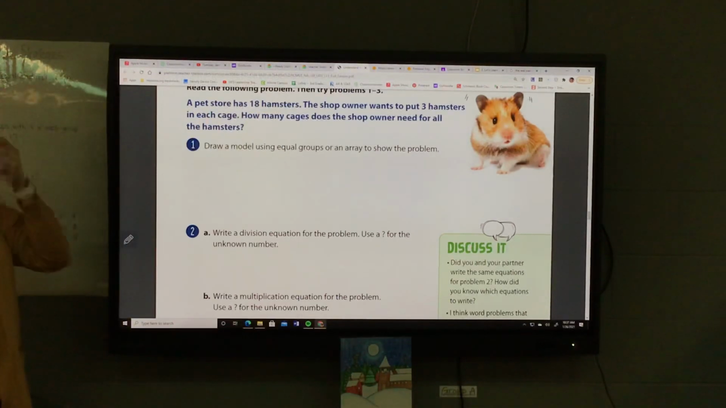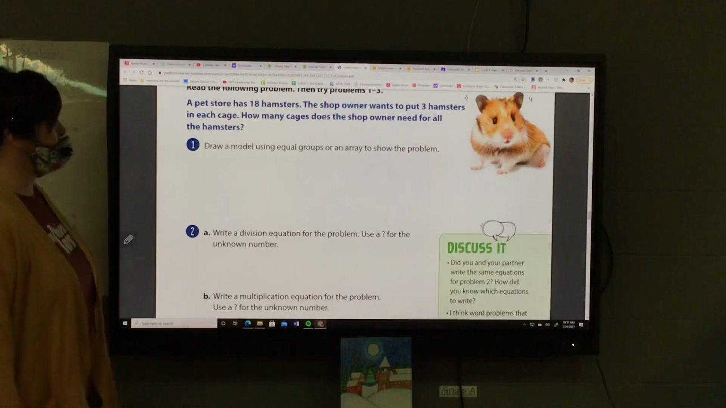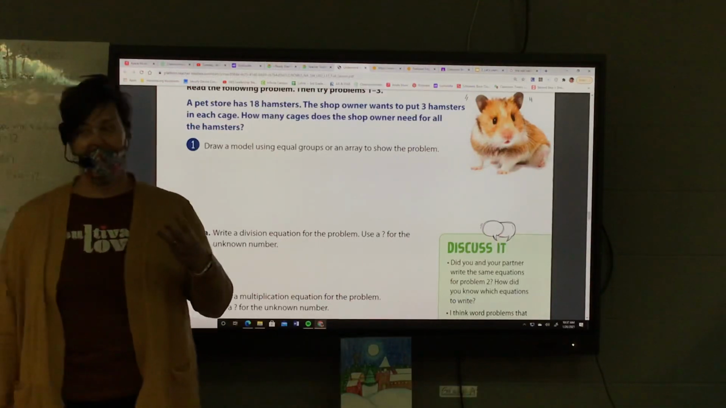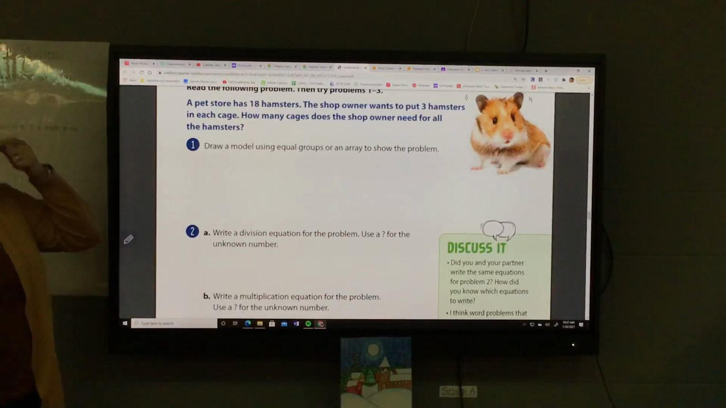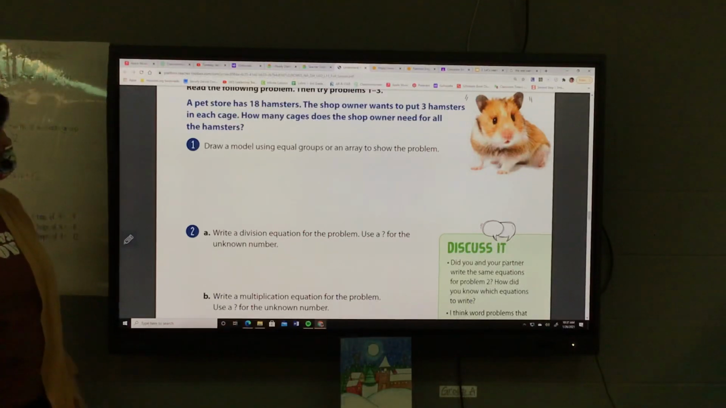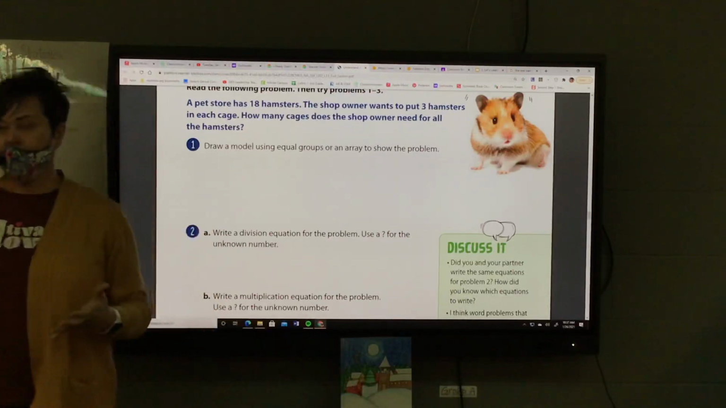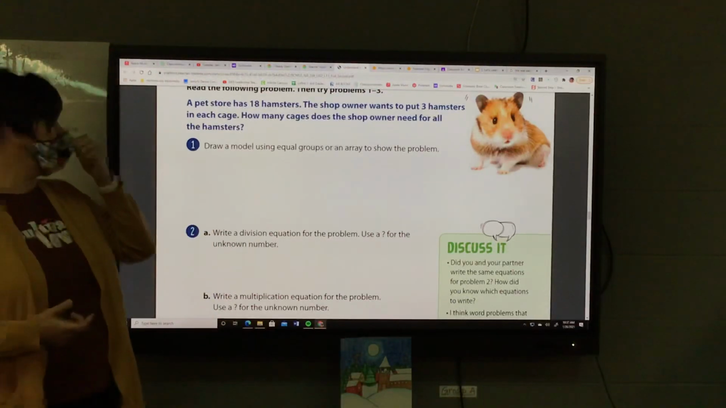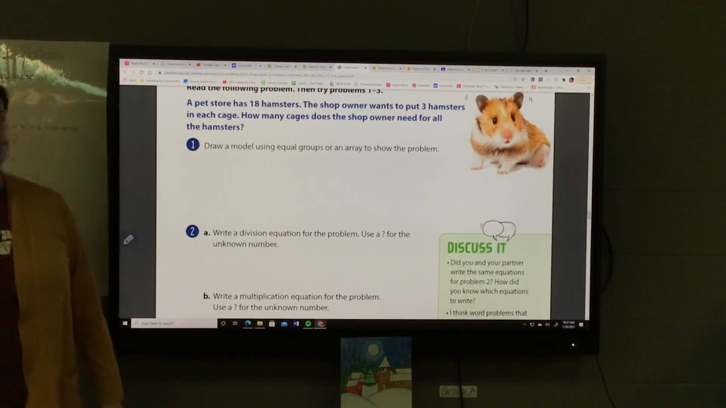A pet store had 18 hamsters. The shop owner wants to put 3 hamsters in each cage. How many cages does the shop owner need for all the hamsters? I want you to draw a model, whatever way is easiest for you, to show how you need to solve that problem.